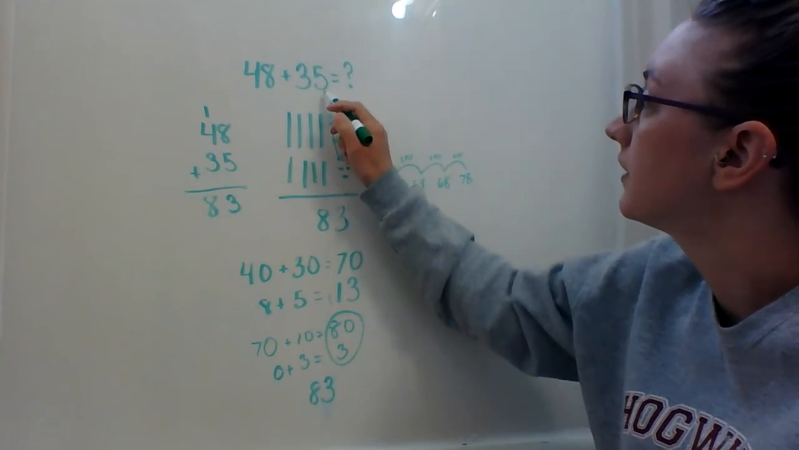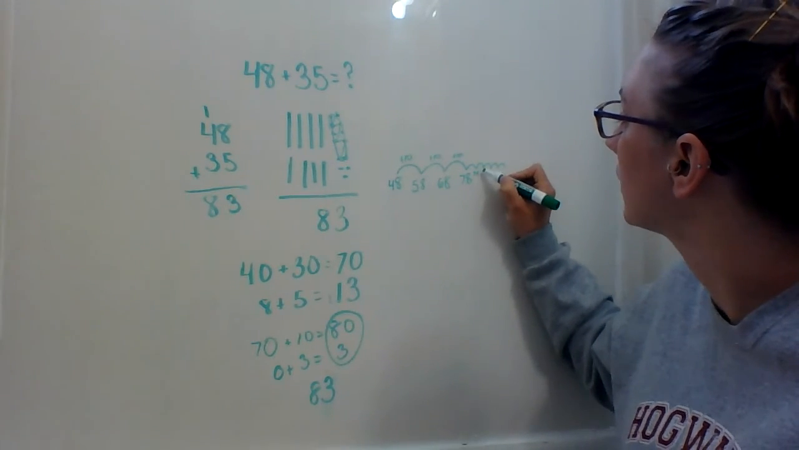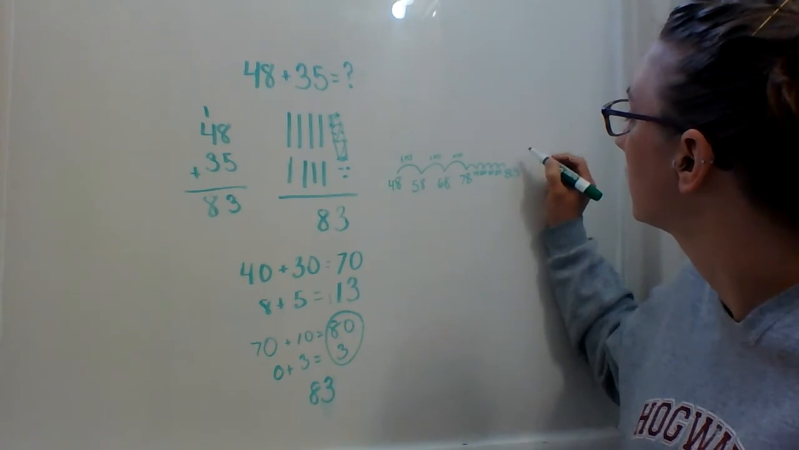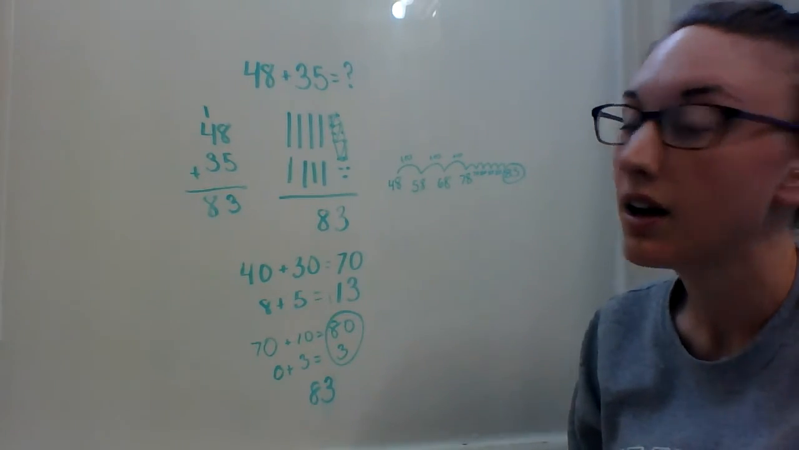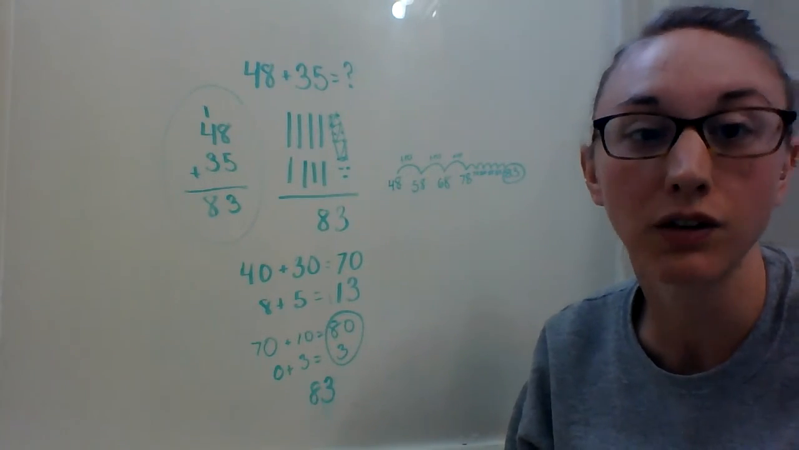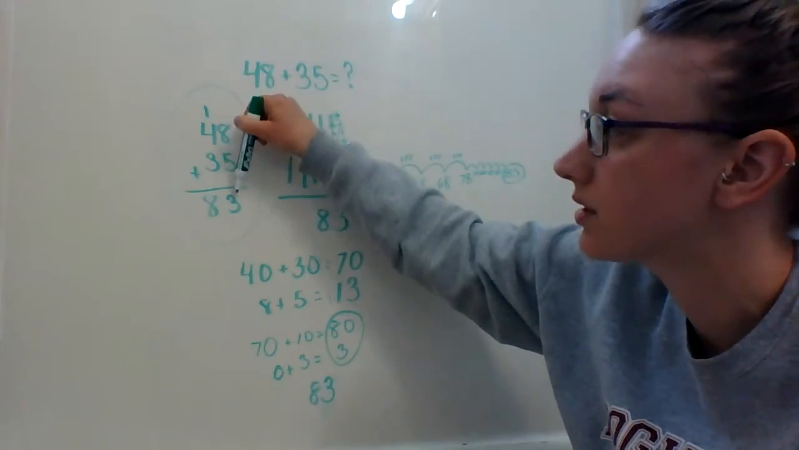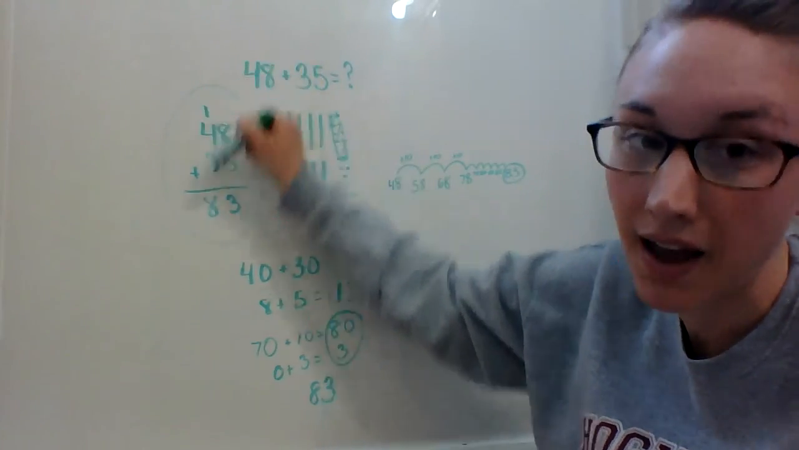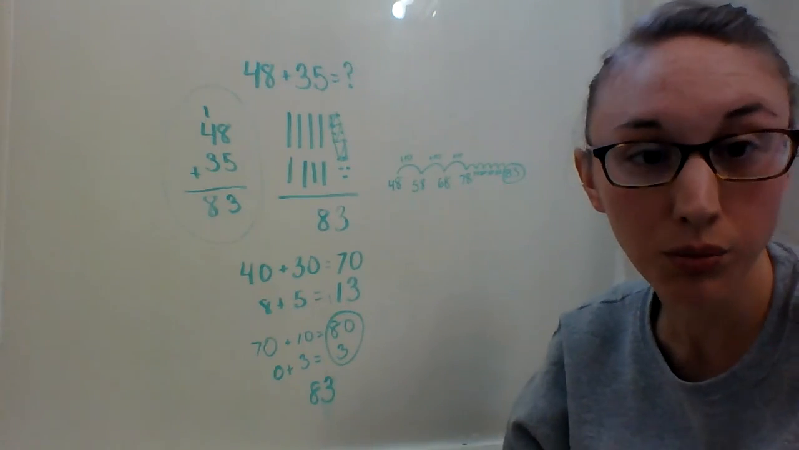Now I have to add 5 ones. 1, 2, 3, 4, 5. So that leaves me with 83. Okay. If number line makes sense to you, go ahead and use it. Otherwise, traditional is your fastest, your quickest, and your easiest strategy. You just have to remember to stack those ones on top. And then when you add the ones place, you've got to remember to carry your 1 and add it in. Okay. So that's how we regroup with addition.